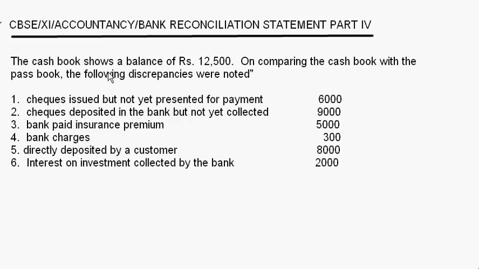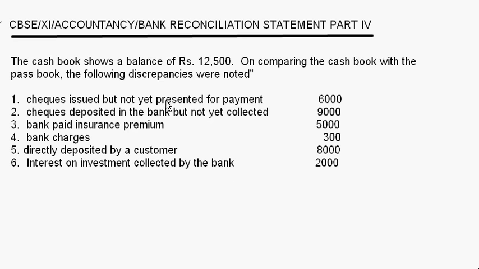The cash book shows a balance of rupees 12,500. On comparing the cash book with the passbook, the following discrepancies were noted. Checks issued but not yet presented for payment. Checks deposited in the bank but not yet collected. Bank paid insurance premium. Bank charges directly deposited by a customer, and interest on investment collected by the bank.